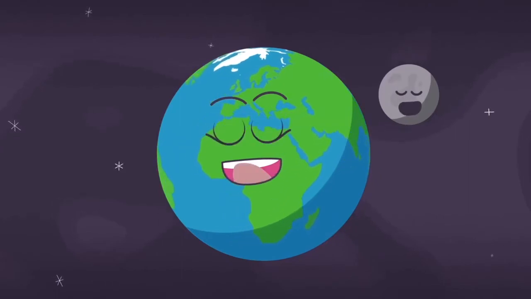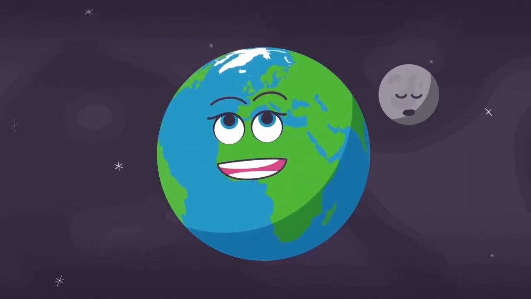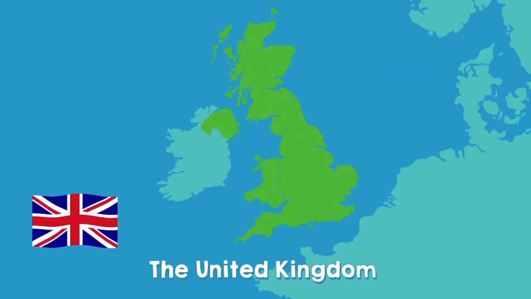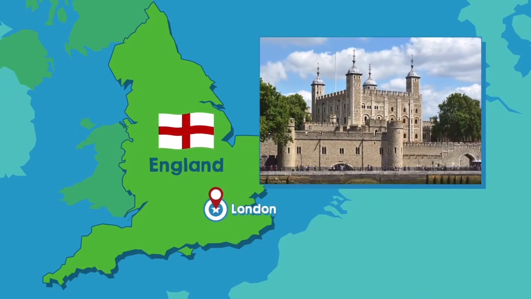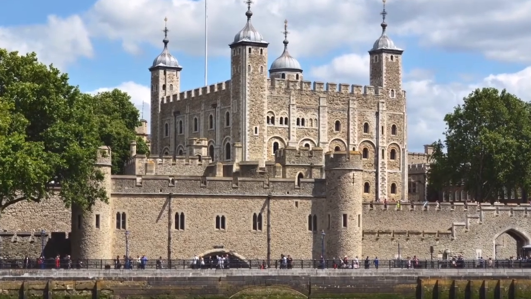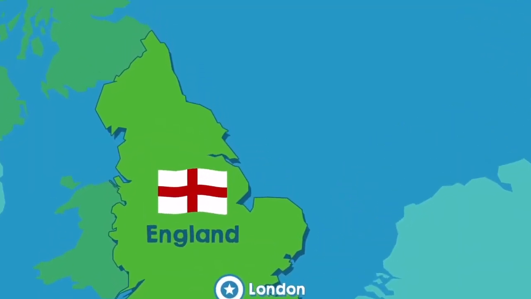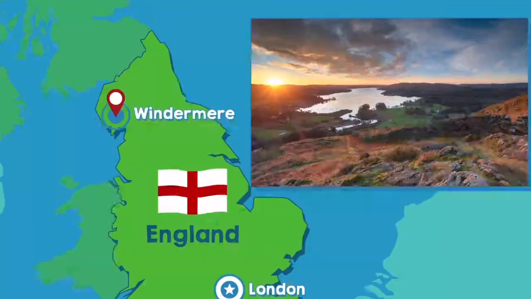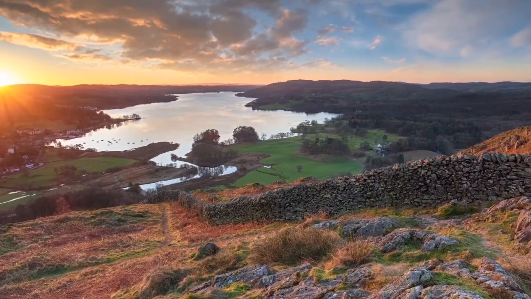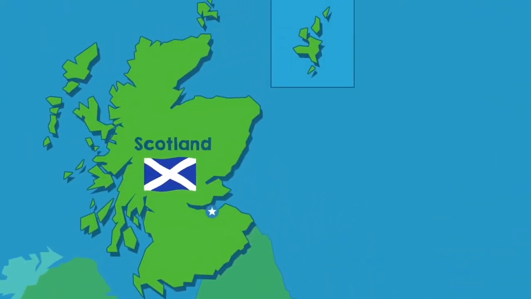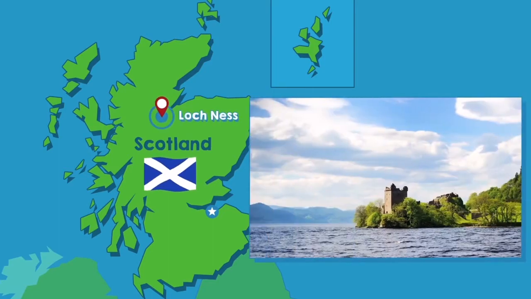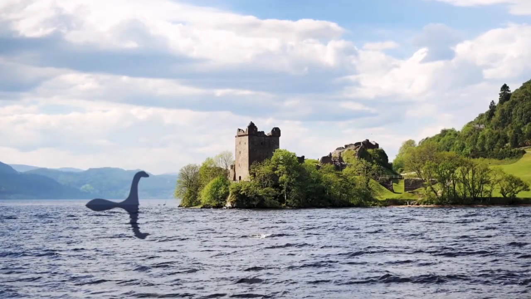Hi there, I'm Earth. Come and take a look at one of my favourite places, the United Kingdom. It's made up of England, Scotland, Wales and Northern Ireland. This is England, the biggest country in the United Kingdom. Its capital city is London. This is the Tower of London, home of the Crown Jewels. The north of England has many mountains and lakes, like Windermere, the largest lake in England. Up here is Scotland. It has lots of lakes. They call them lochs. The most famous is Loch Ness. Legend says it's home to the Loch Ness Monster.